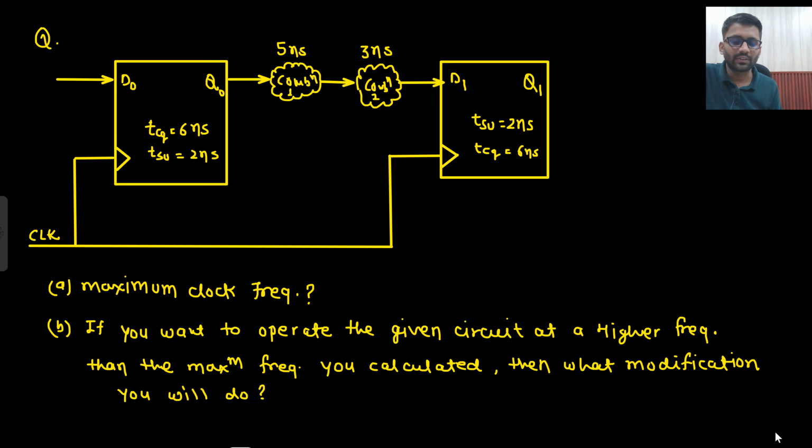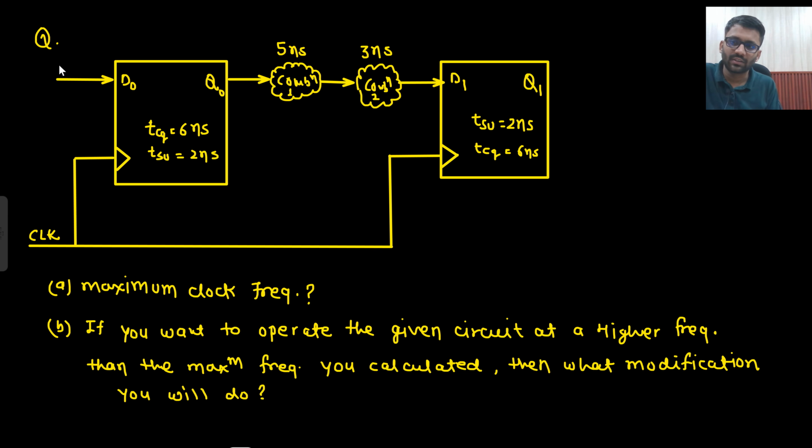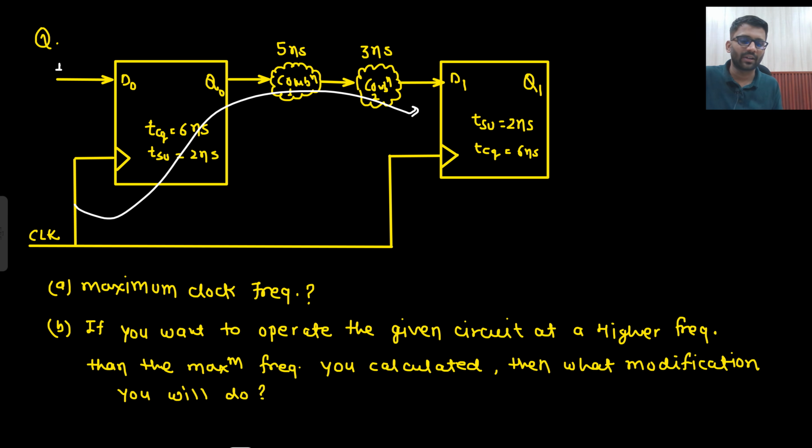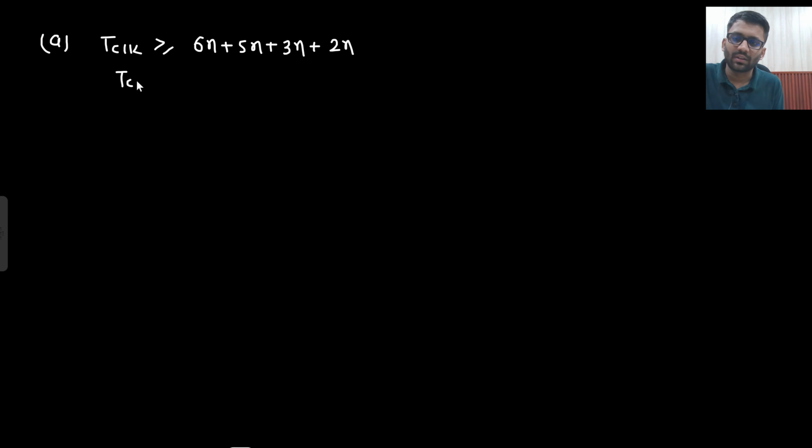First let's find the maximum clock frequency. T clock should be greater than what? I will work from here to here because this input is fixed. So 6 nanoseconds plus 5 nanoseconds plus 3 nanoseconds, and then the setup time of this, which is 2 nanoseconds. There is no clock skew, so we are not going to subtract any clock skew. So your T clock should be greater than what?